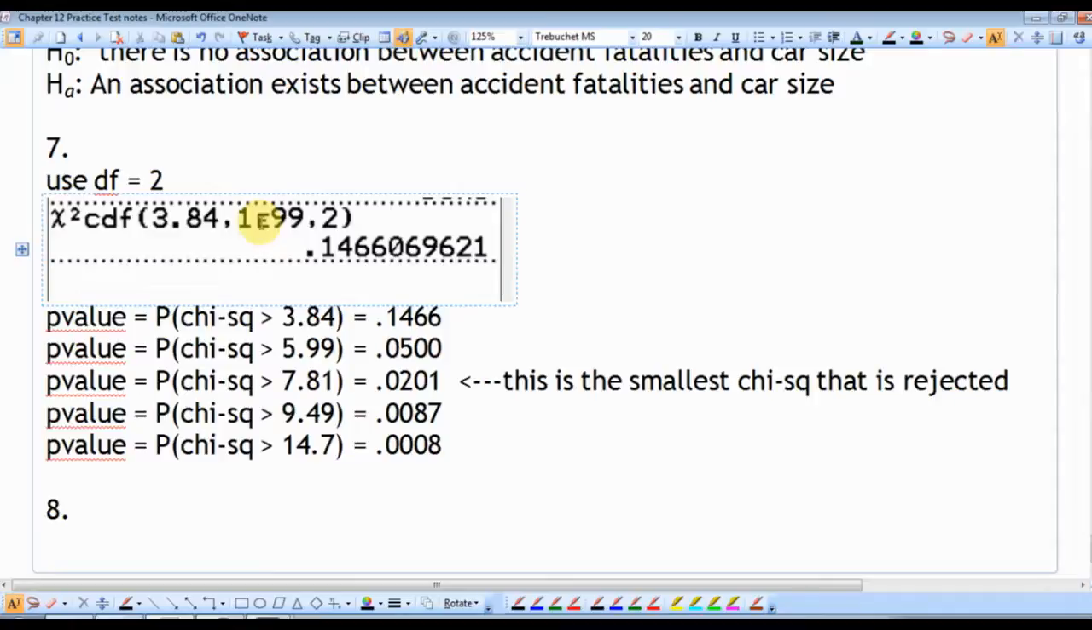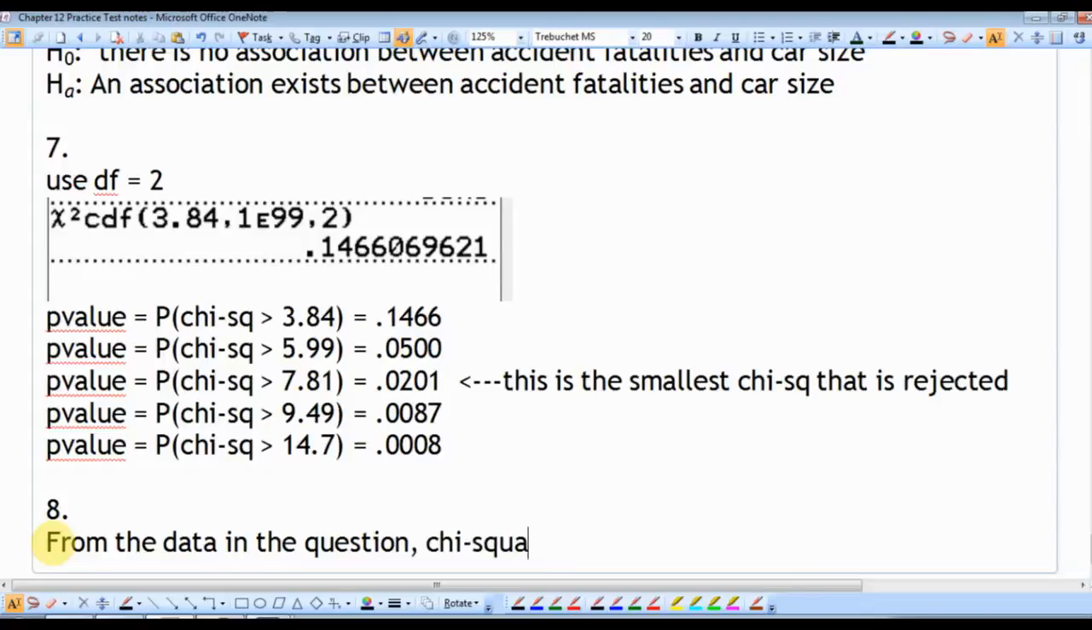Okay, so they give us a chi-square test statistic in the next table. The chi-square is 8.663. From the data in the question, the chi-square test statistic is equal to 8.663.